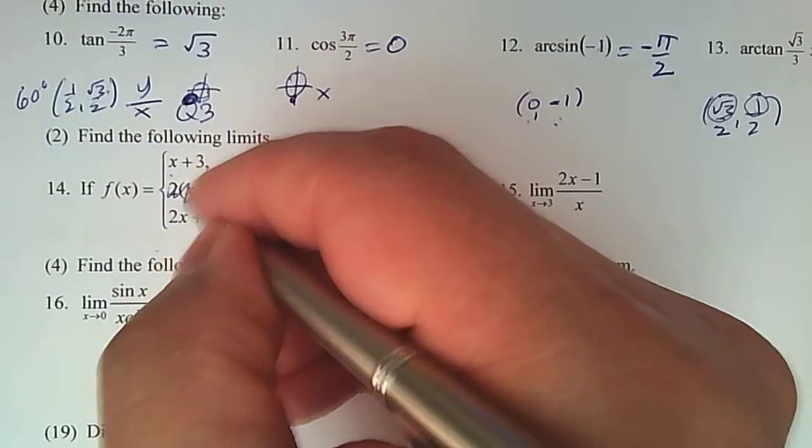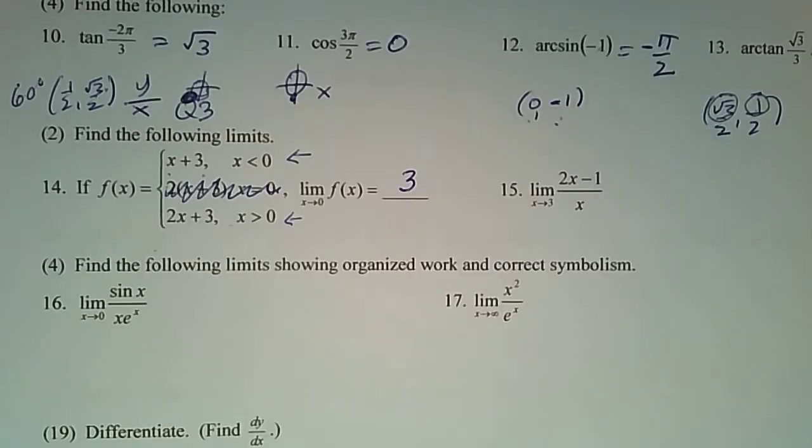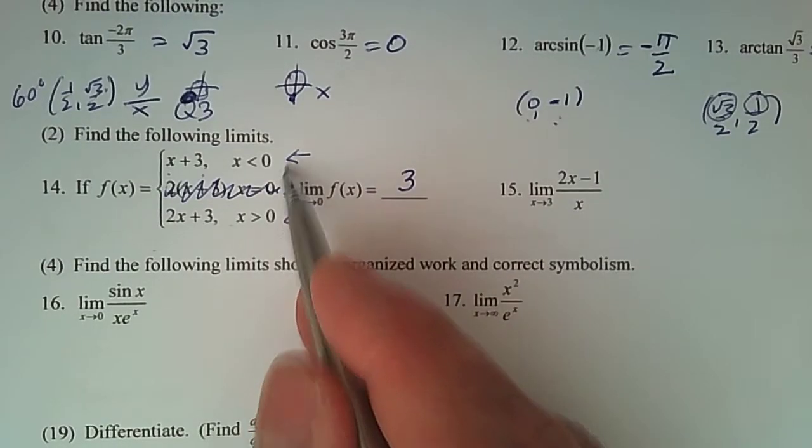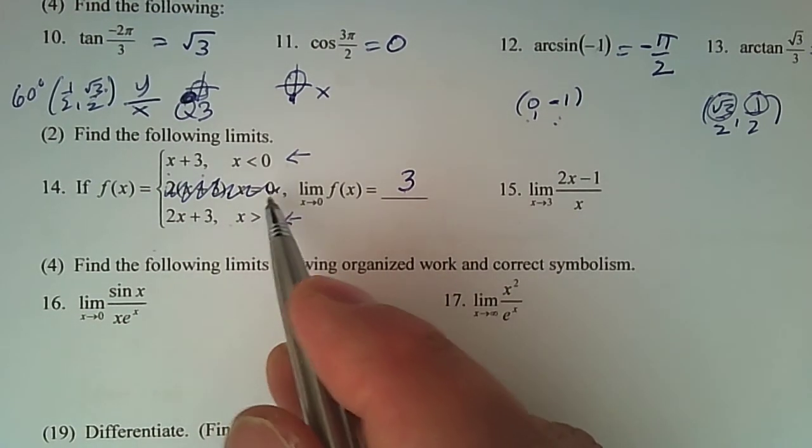This part here, I don't even want to look at. That has nothing to do with the limit. Left side has to equal right side. So from approaching from the left and right, they agree that's the answer. When it gets there, if it's a different answer, that's fine.